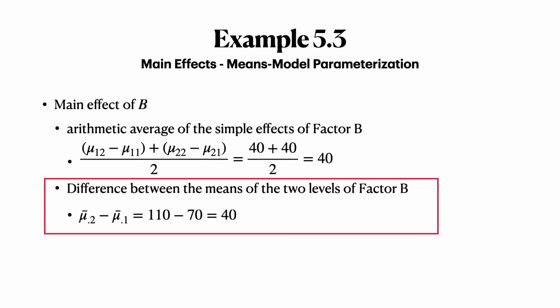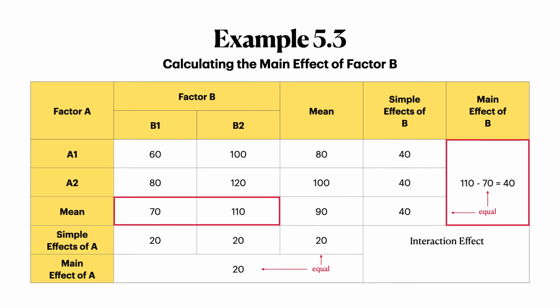And then we'll also calculate it as the difference between the means of the two levels of factor B. So mu bar dot 2 minus mu bar dot 1: 110 minus 70, or 40. And we're going to put the result in that far right column, taking the difference between the mean of B2 and the mean of B1 in the table. So 110 minus 70, and so we get 40.